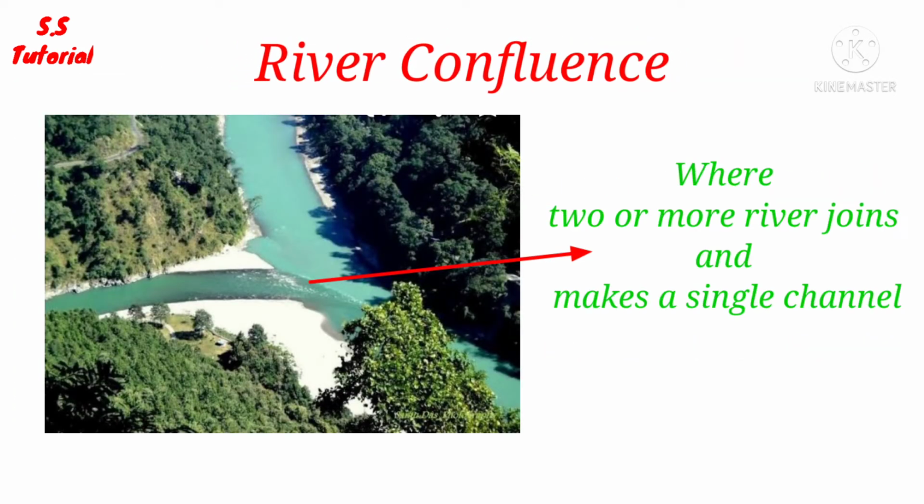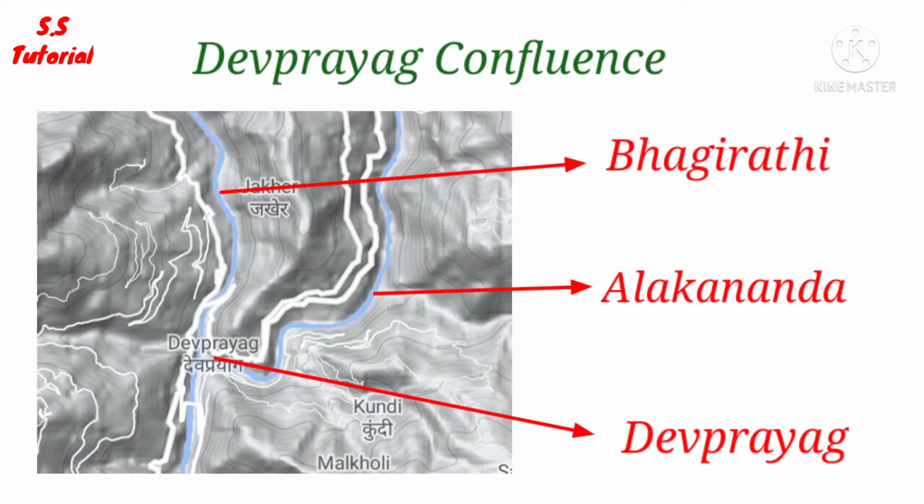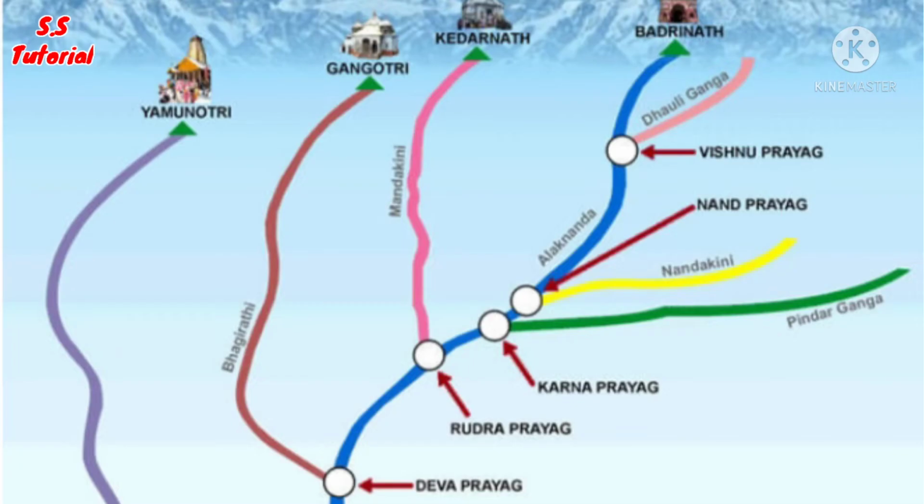Here we must know that the place where two or more rivers merge or meet together is known as a river confluence. At Devprayag, the Bhagirathi and the Alaknanda rivers merge together and become a single river, which is called the Ganga. In India, there are also four Prayags. They are Vishnuprayag, Nandaprayag, Karnaprayag and Rudraprayag.